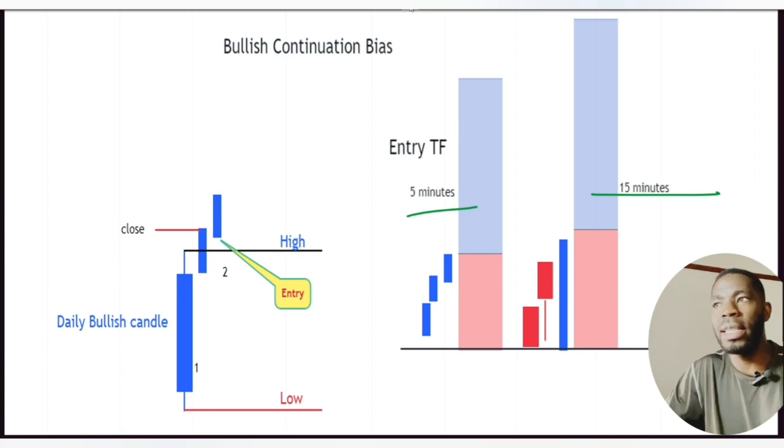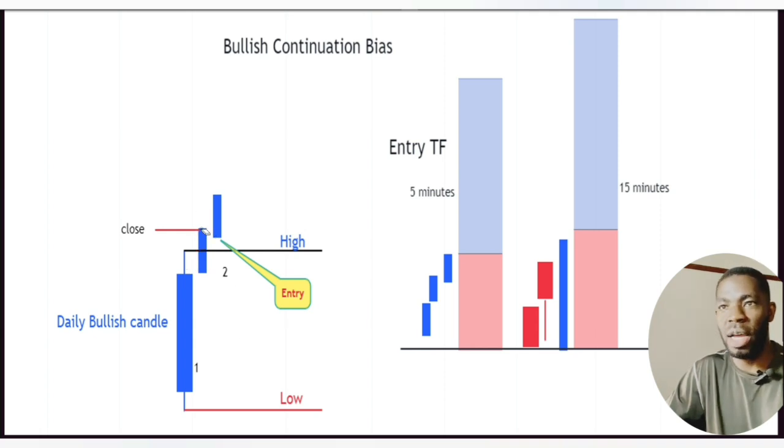So first, in the daily time frame, you are looking for the first candle to close, and then the second candle closes above the high of the previous day's candle. When that happens, you go down to the lower time frames, 15 minutes or 5 minutes, for your entry. Then you look for candlestick patterns at the lower time frames for your entry.